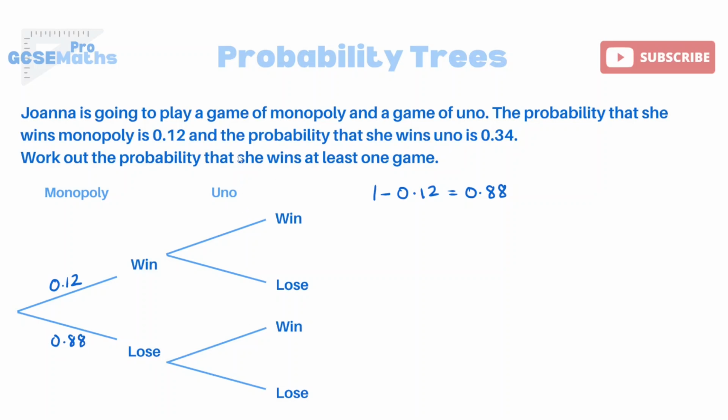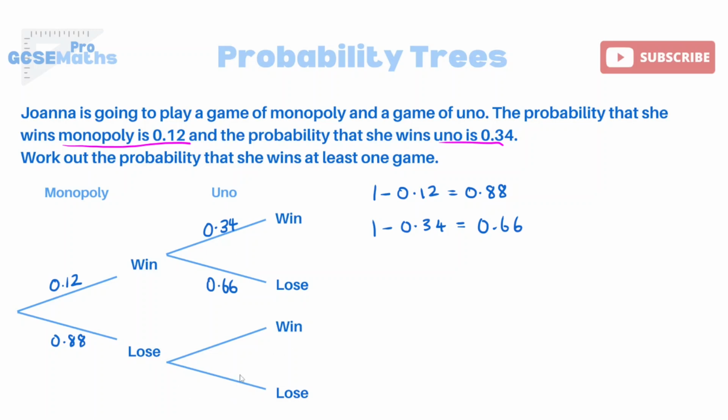We have Monopoly here and Uno here. They're separate. So now I'm looking at the Uno column. The win is now 0.34. And therefore lose, I'd have to work out in the same way. That's going to have to add up to 1 as well, because that's completely separate to Monopoly, isn't it? 0.66, that's for lose.